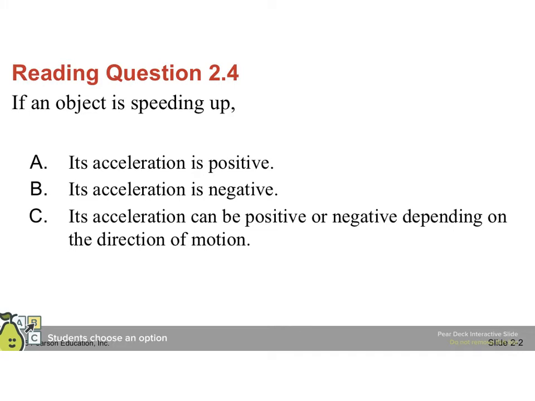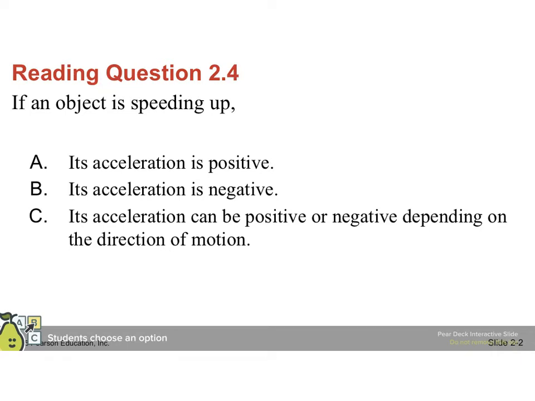Alright, if an object is speeding up, is it true that A, its acceleration is positive, or B, its acceleration is negative, or C, its acceleration could be positive or negative depending on the direction of its motion? So pause the video, come up with your own thought, and then play to find out what it should be.